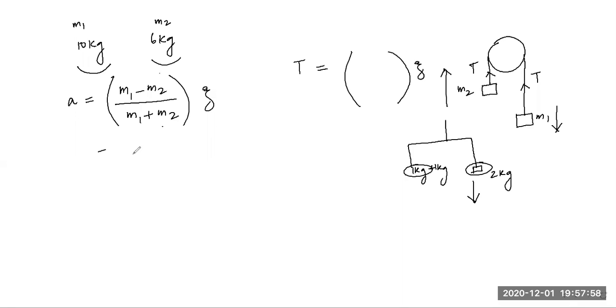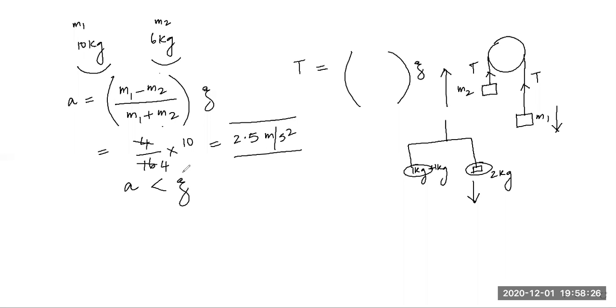So Ishma, what will be the acceleration? What is the difference of mass? 4. What is the sum of the mass? 16, into, let's say g is 10. So this is equal to 4 into 10 by 16, which is 2.5 meter per second square. See, students, we have already proven that the acceleration of the system would always be less than acceleration due to gravity. That is the case.